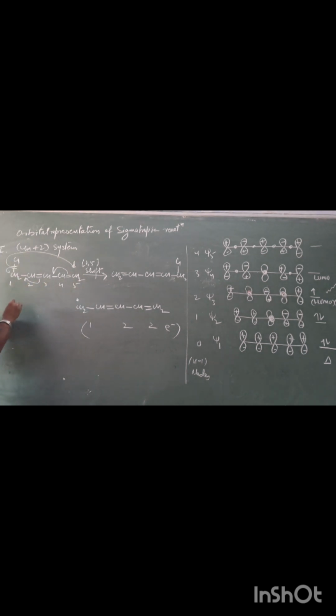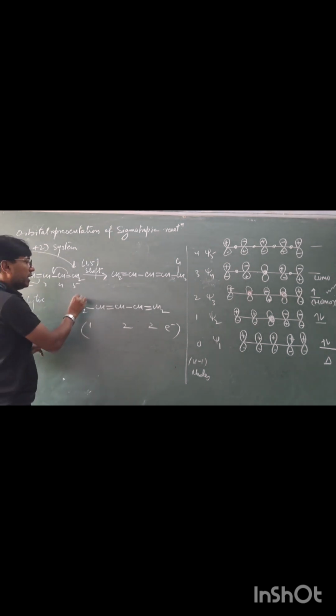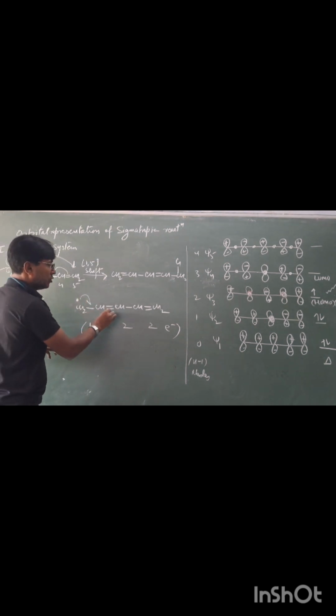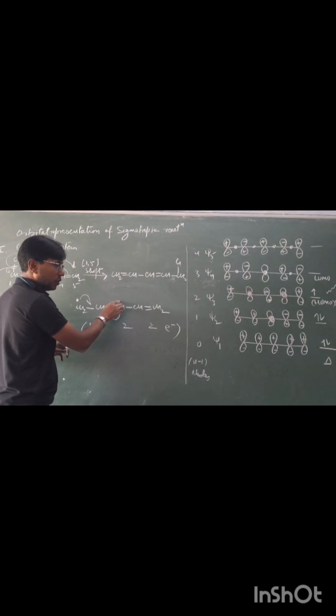In this 1,5 sigmatropic shift, if this again occurs through a homolytic bond fission, homolytic bond fission means generation of free radical. At this point a free radical will be generated. This free radical can resonate to have a free radical over here.